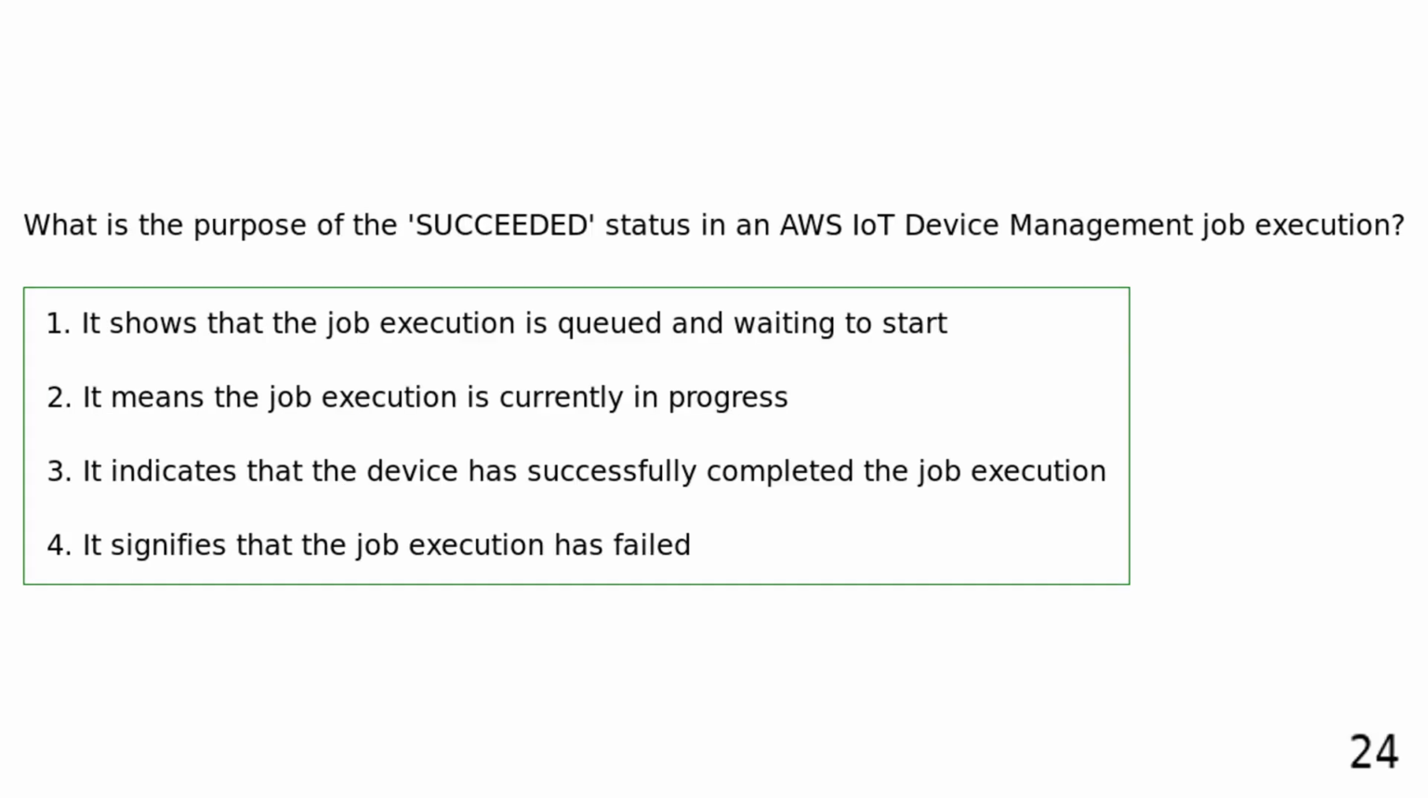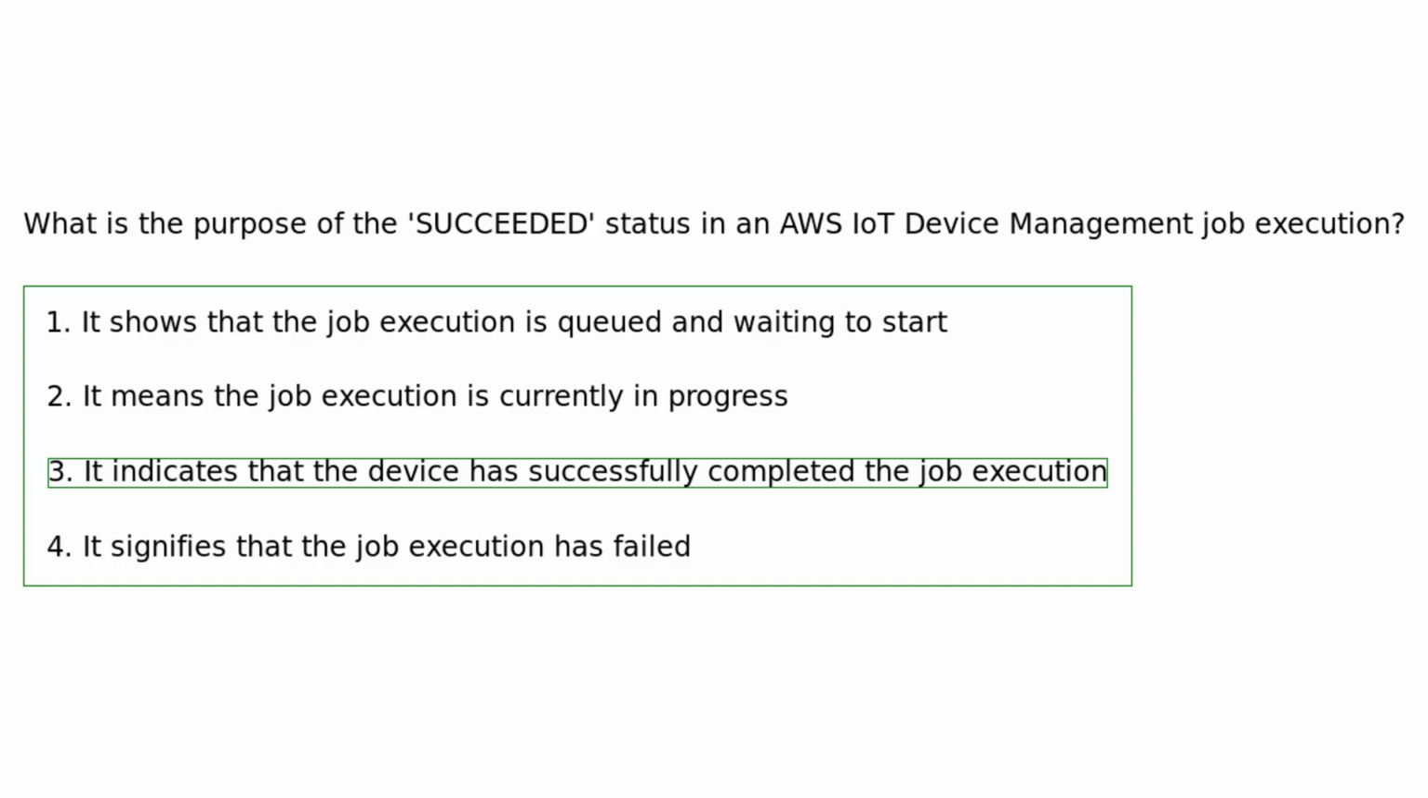What is the purpose of the succeeded status in an AWS IoT Device Management job execution? It shows that the job execution is queued and waiting to start. It means the job execution is currently in progress. It indicates that the device has successfully completed the job execution. It signifies that the job execution has failed.